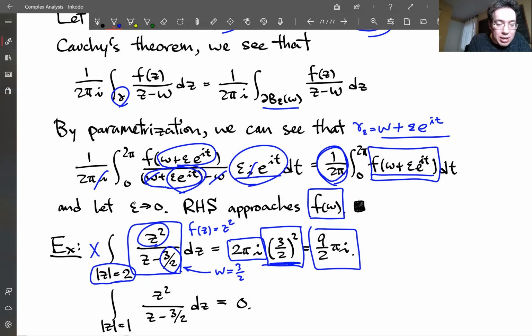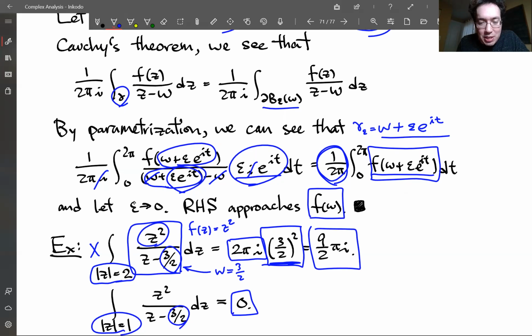If we integrated around the unit circle, circle radius 1, then now 3/2 is outside of the unit circle. So in that case, you could just shrink the curve down to a point, and that tells us that the integral is equal to 0, right? That's just by using the fundamental theorem of analytic functions, we'll just get 0. So the curve has to contain the point w in the inside.